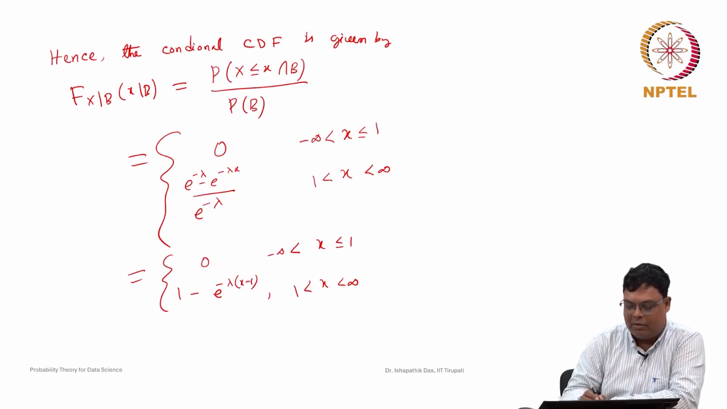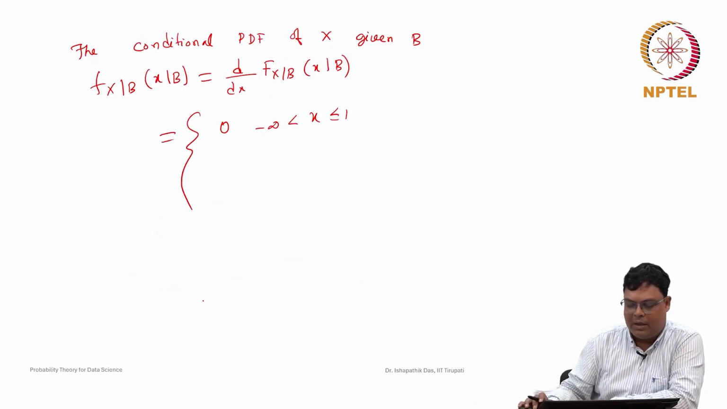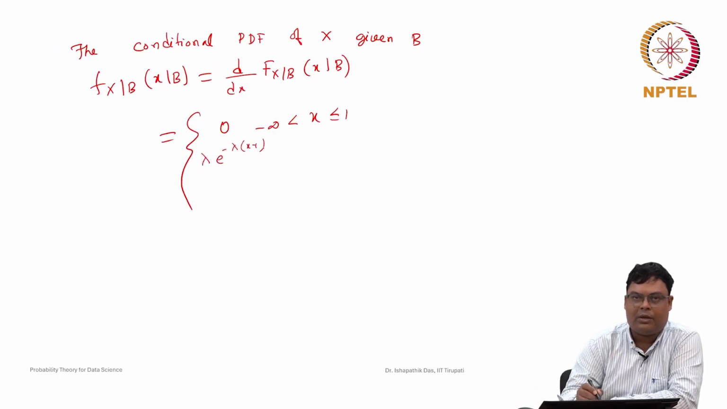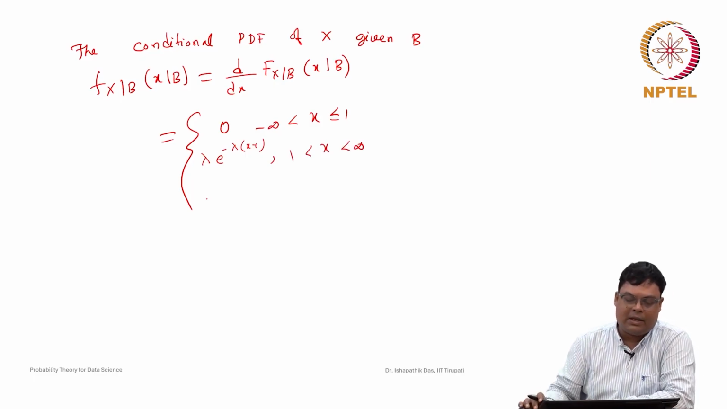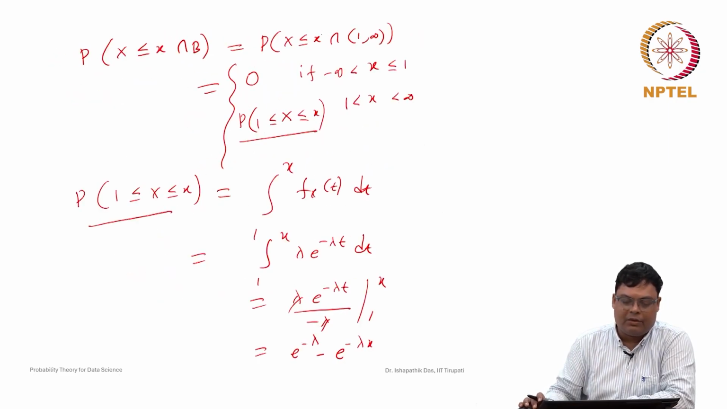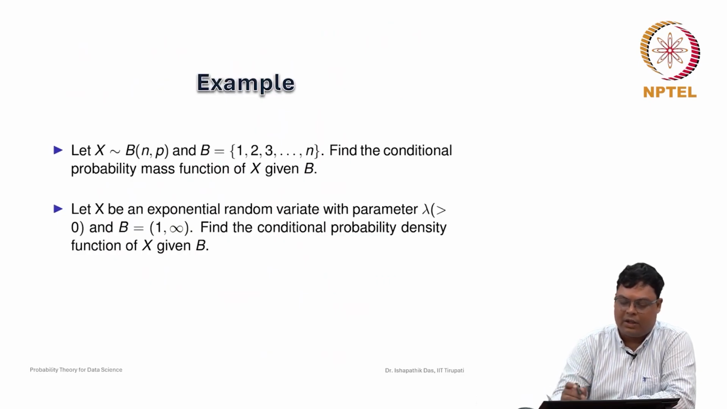Now, if you take the derivative with respect to x, we get e to the power of minus lambda, so it will be positive lambda e to the power of minus lambda times x minus 1. This is the probability density function whenever x is greater than 1 and less than infinity. So, finally, we found the conditional probability density function of X given B. This is one example of how to find the conditional probability density function given an event B.